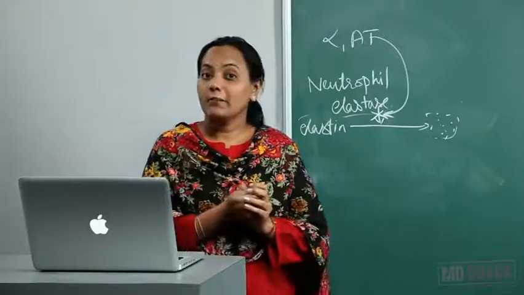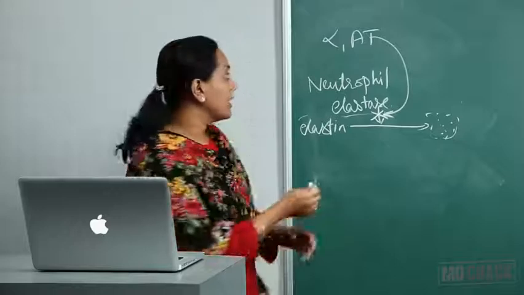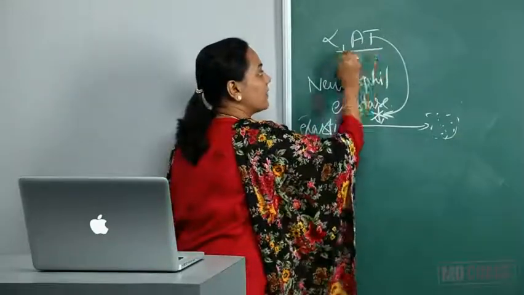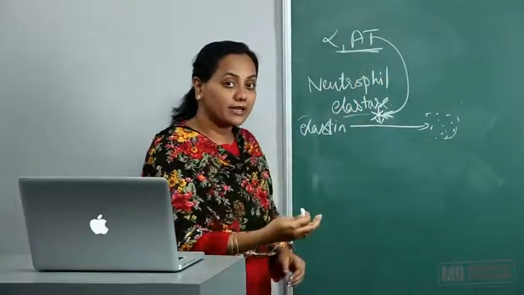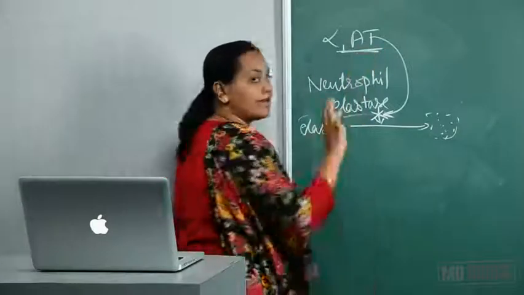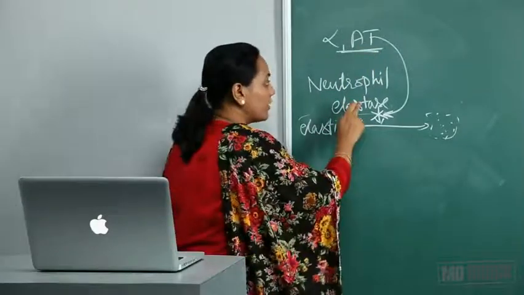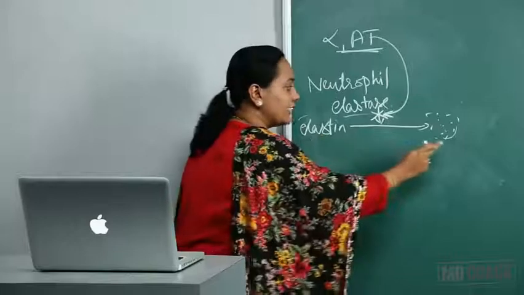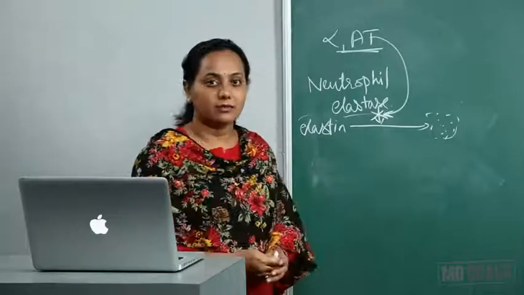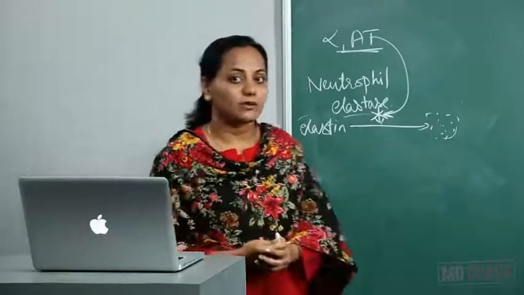So what can happen in emphysema? In alpha-1 antitrypsin deficiency, if there is a genetic deficiency and alpha-1 antitrypsin is not there, neutrophil elastase will degrade elastin, leading to emphysema. What happens in smoking?